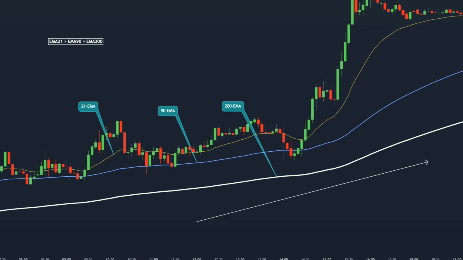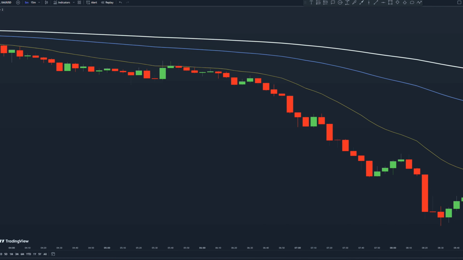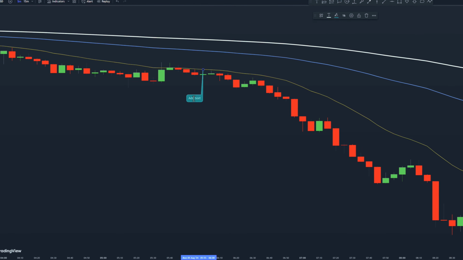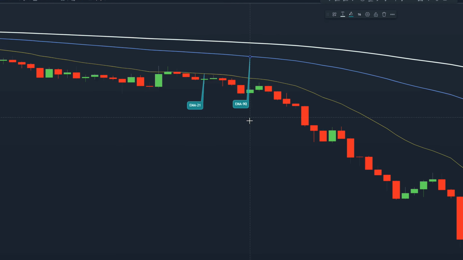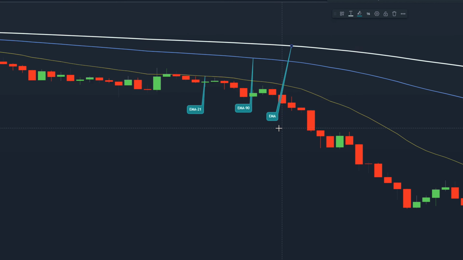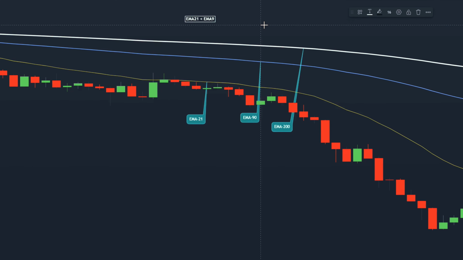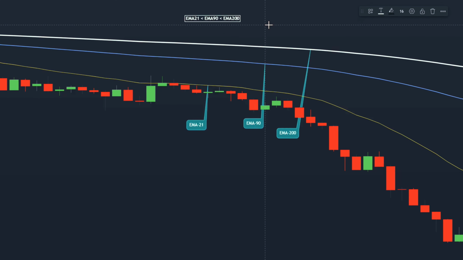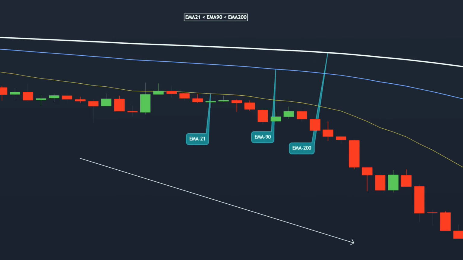upward. The concept for a downtrend is similar to uptrends, but with a few key differences. In a downtrend, look for the price to stay below all 3 moving averages. This suggests that the market is trending downward. The order of the lines is crucial too. You should see moving average 21 as the lowest line, moving average 90 in the middle, and moving average 200 at the top. Let's examine the scenario step by step.